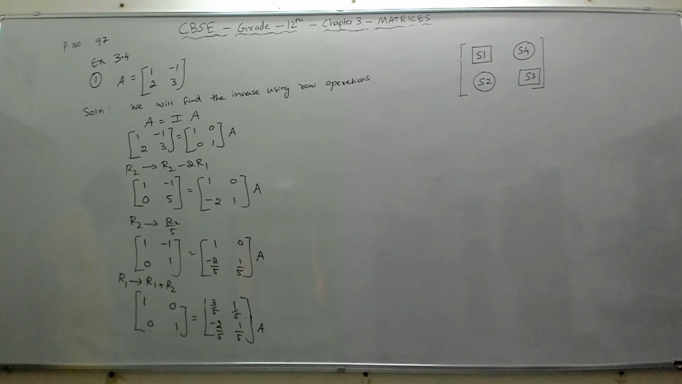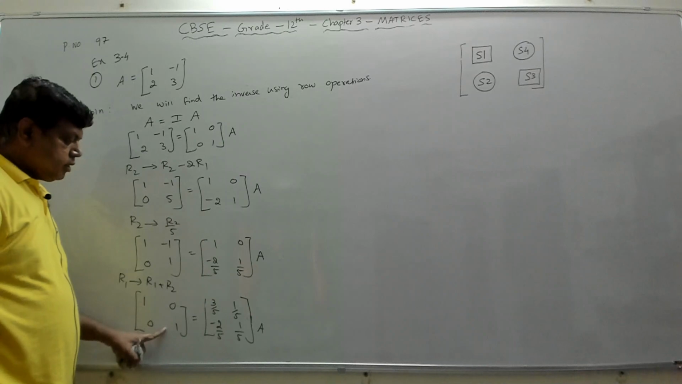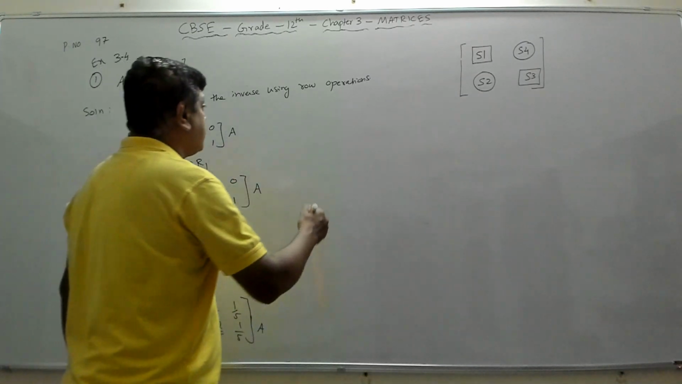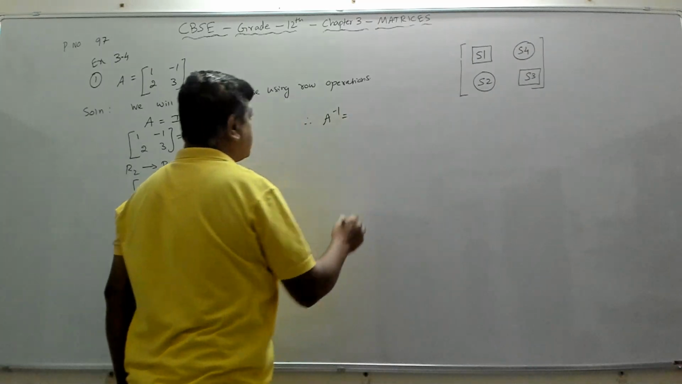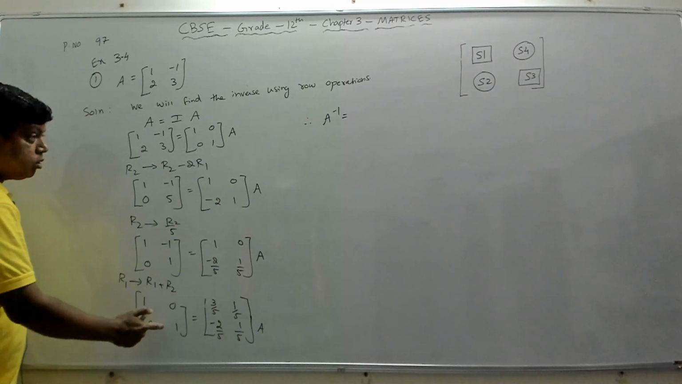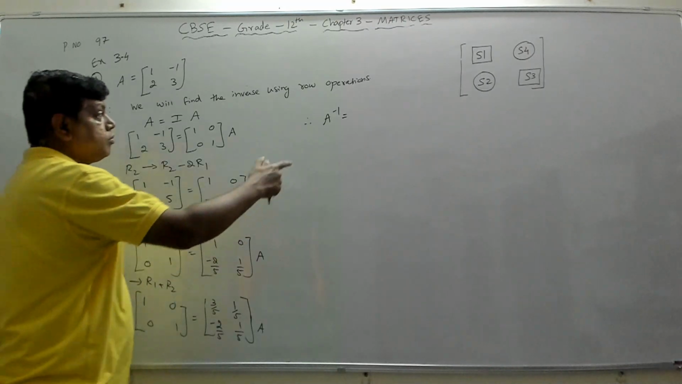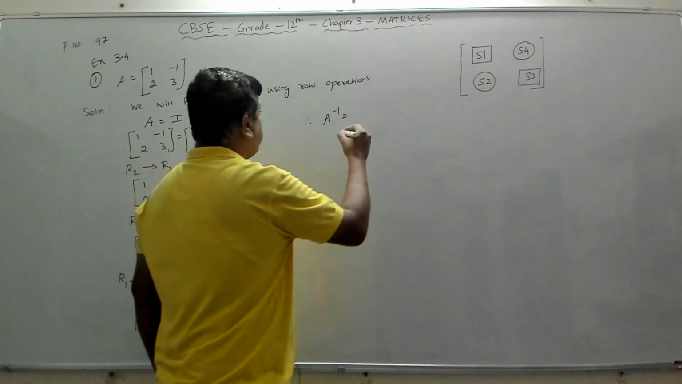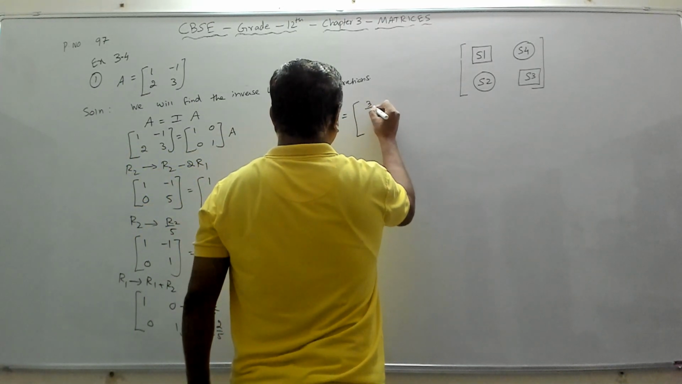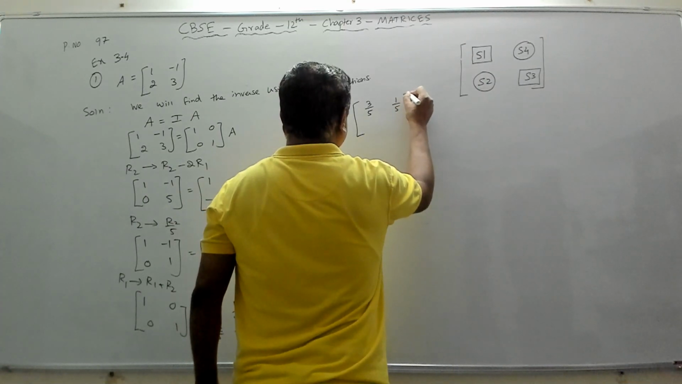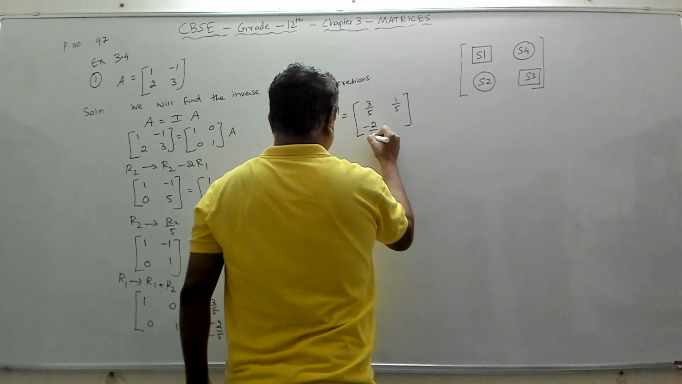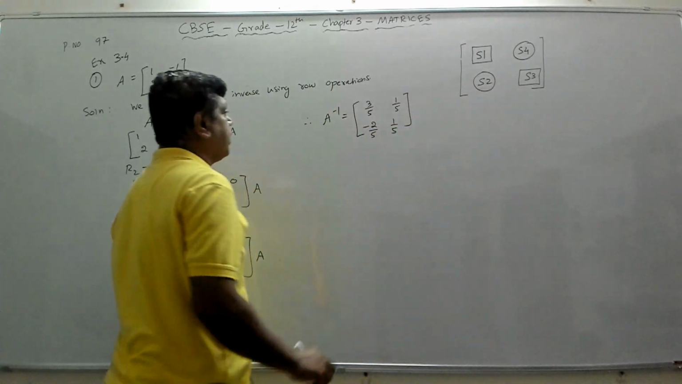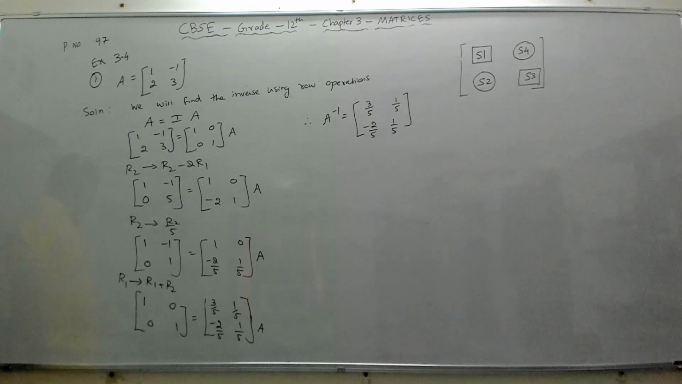Fine. So what we have got here is the identity matrix, and therefore this is the inverse of A. So what is A inverse? We have applied all the 4 steps. We have made this 1, 0, then this is 1 and this is 0. When this becomes the identity matrix, this is your inverse. So what is the inverse? The inverse is 3 by 5, 1 by 5, minus 2 by 5, 1 by 5. So this is the inverse of A.